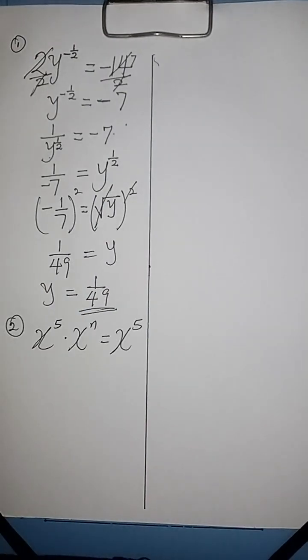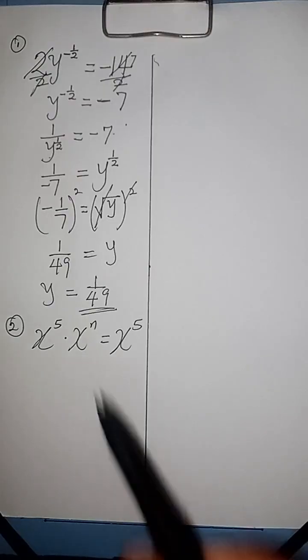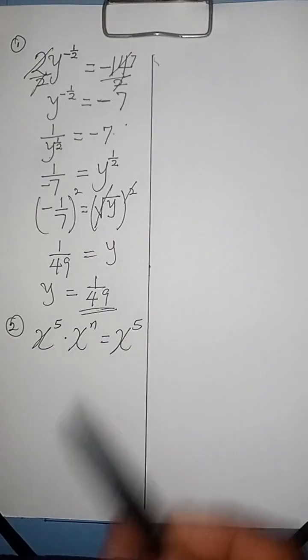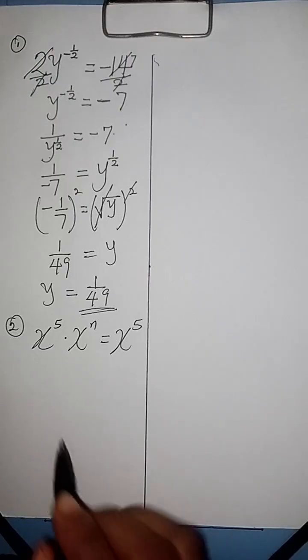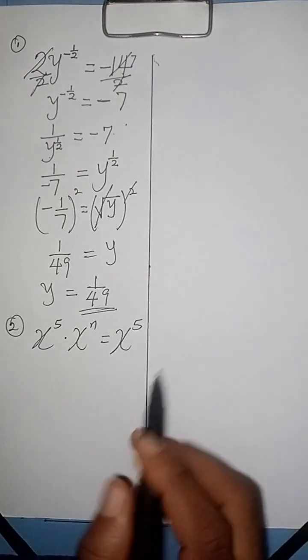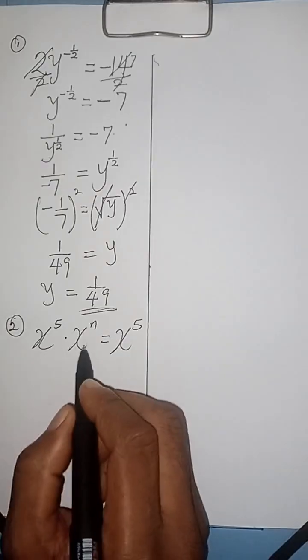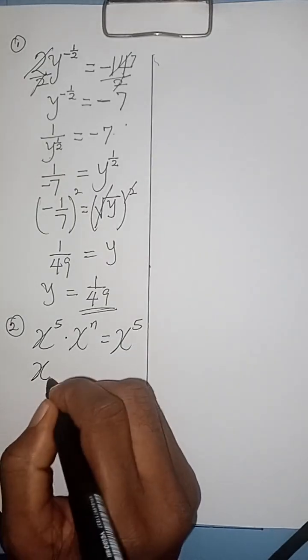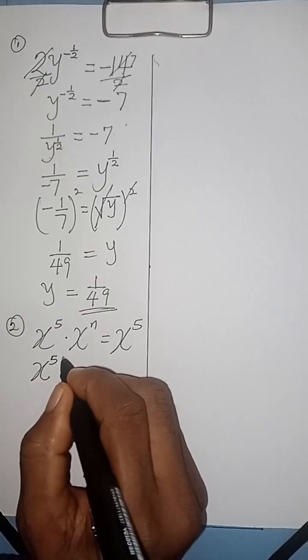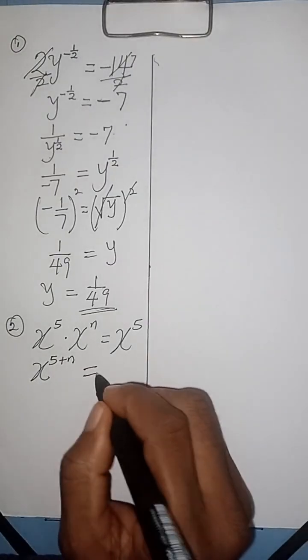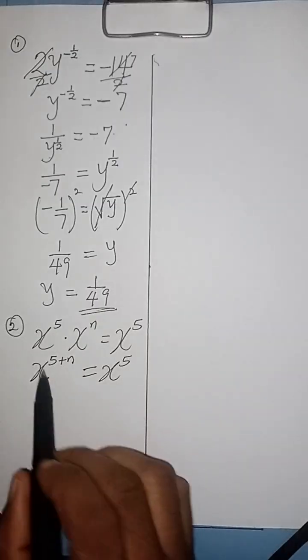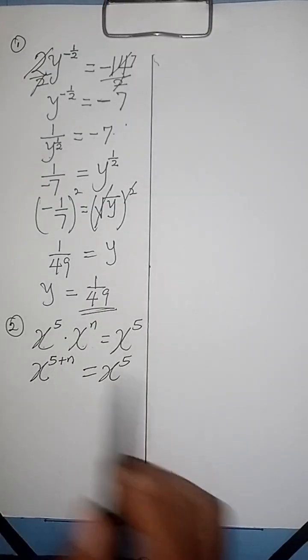Now, number 2 question is also indices. X raised to power 5. This is multiplication. Multiply x raised to power n equals to x raised to power 5. Now, the laws of indices says that when you're multiplying, you can add the powers because they are the same base, x. So this can be rewritten as x raised to power 5 plus n, the addition law, or the multiplication law of indices, equal to x raised to power 5. As long as both of them are the same base, you can add the powers.